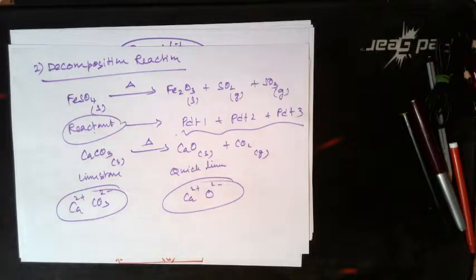Now, there is a reaction. The reactant gives 3 products. What is the type of reaction? Decomposition. A reactant A combines with reactant B to give a product C. What is that? Combination reaction.